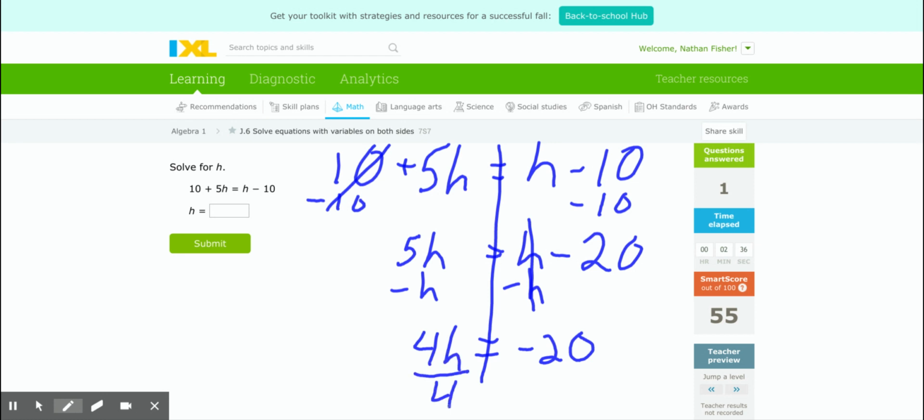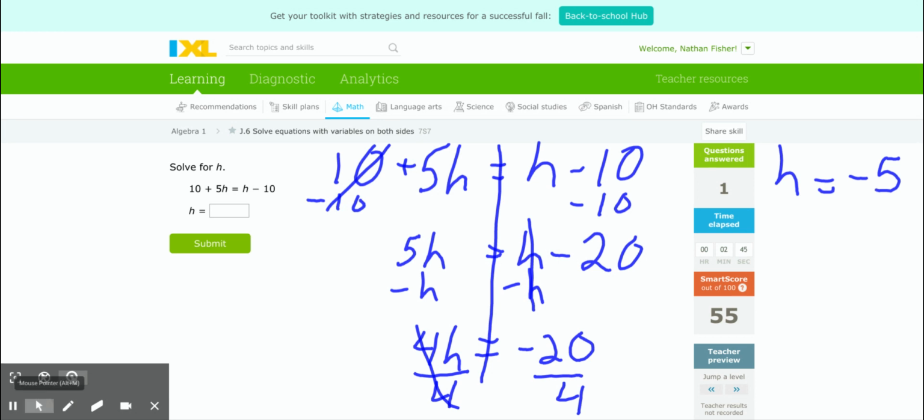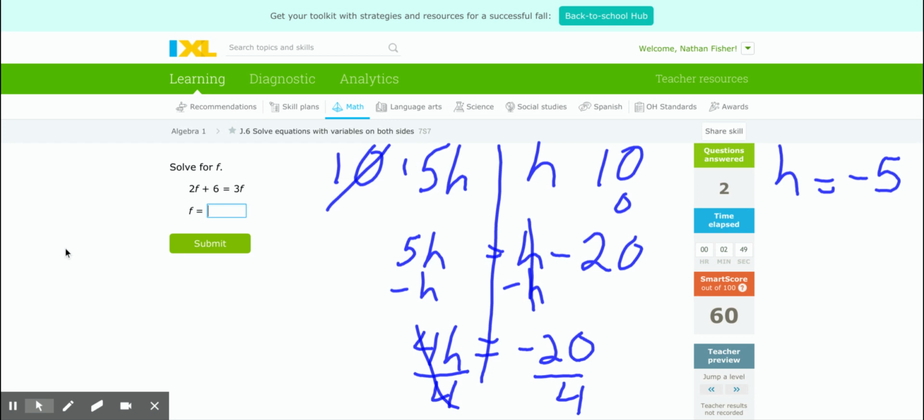Now I have one step of division, and I'll have h equals negative 5 is what we end up getting on the right-hand side there. So let's plug that in. Let's double check. Awesome. Okay, so we'll wrap up there.